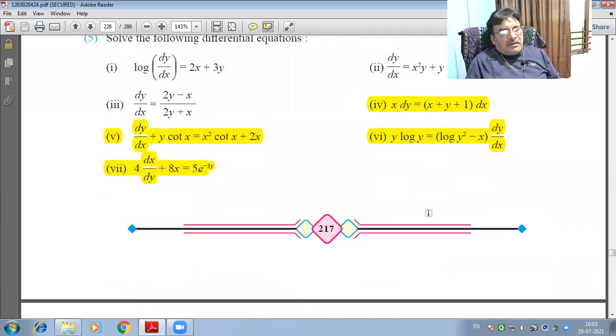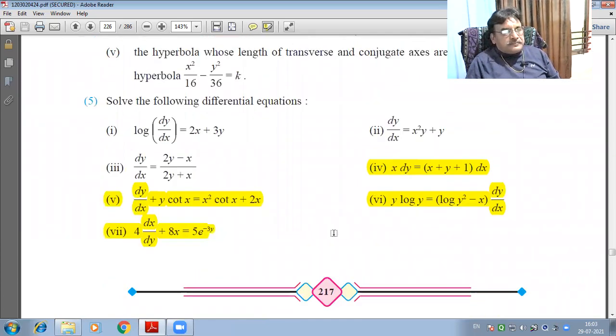Next, on page number 217, problem number 5: Solve the following differential equations. Sub questions 4th, 5th, 6 and 7 are deleted on page number 217.